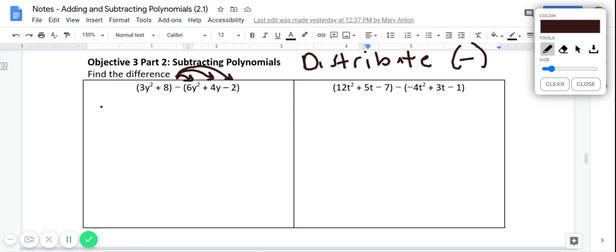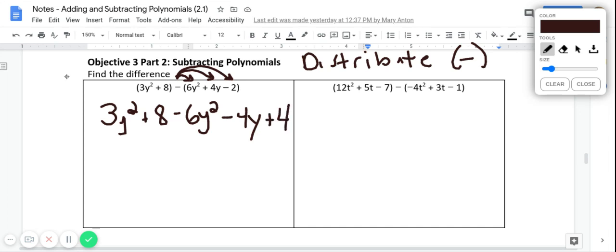So I can go ahead and write this as 3y squared plus 8, and then I'm going to write this by distributing the negative to every term. So it's going to be minus 6y squared, and a minus a positive 4y, which becomes a minus 4y, and then a minus a negative 2, which becomes a positive 2. So do you see how this minus sign just flipped the signs of each of these terms inside this polynomial? This positive 6y became a negative 6y, the positive 4y became a negative 4y, and this negative 2 became a positive 2.